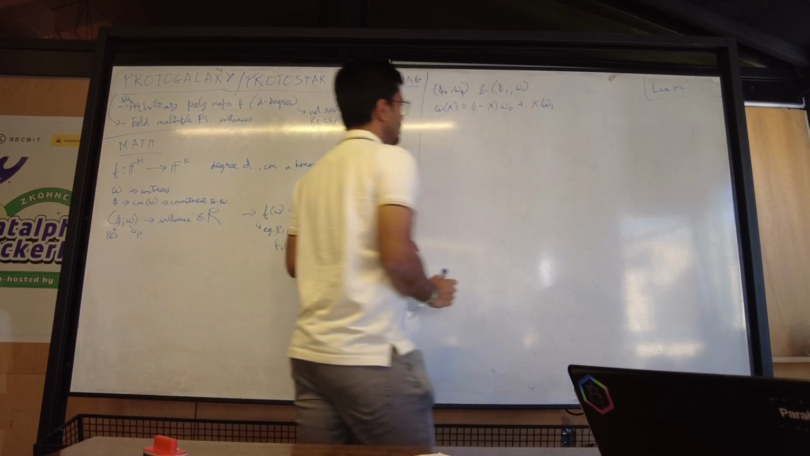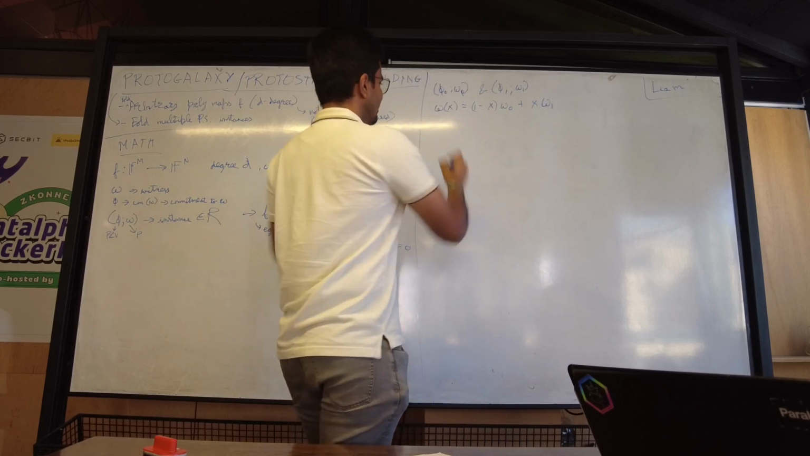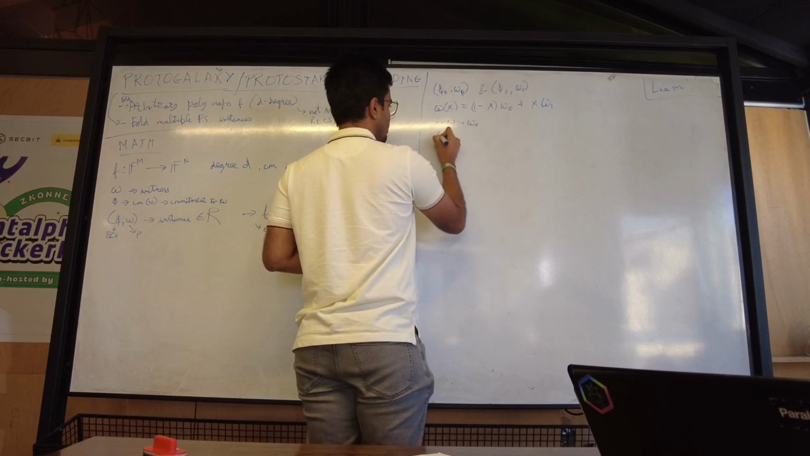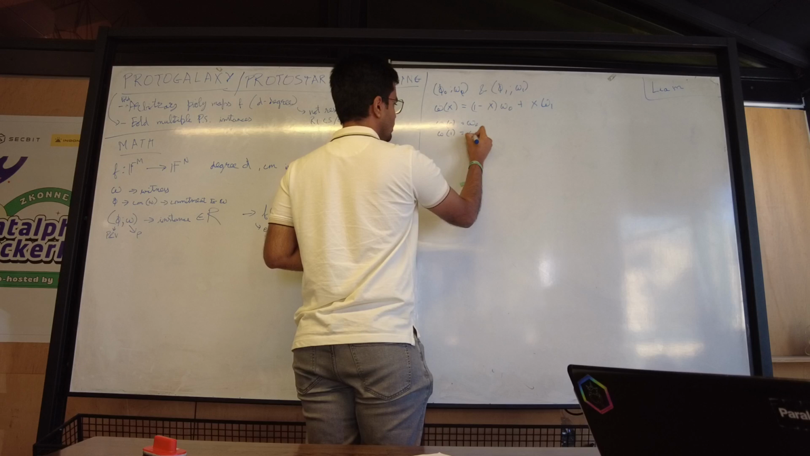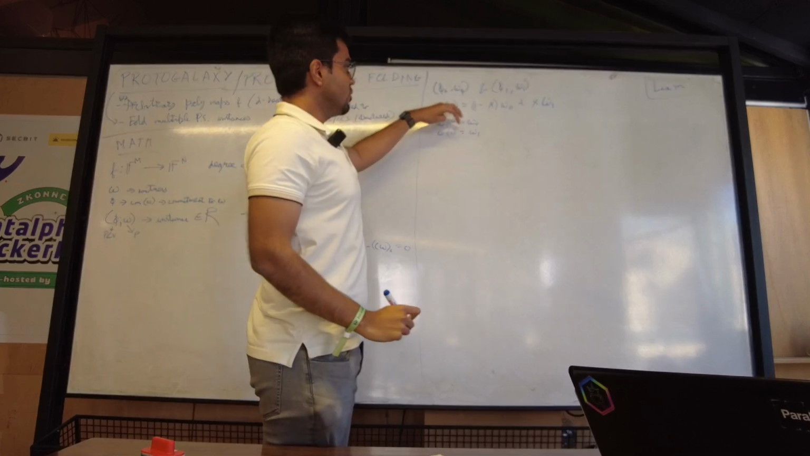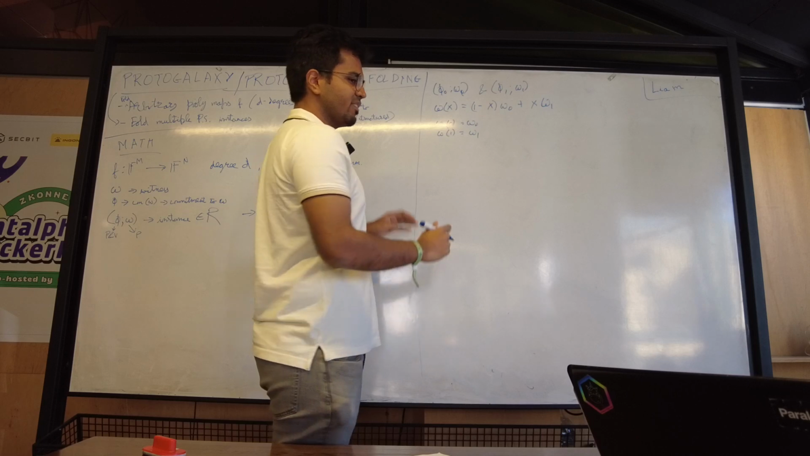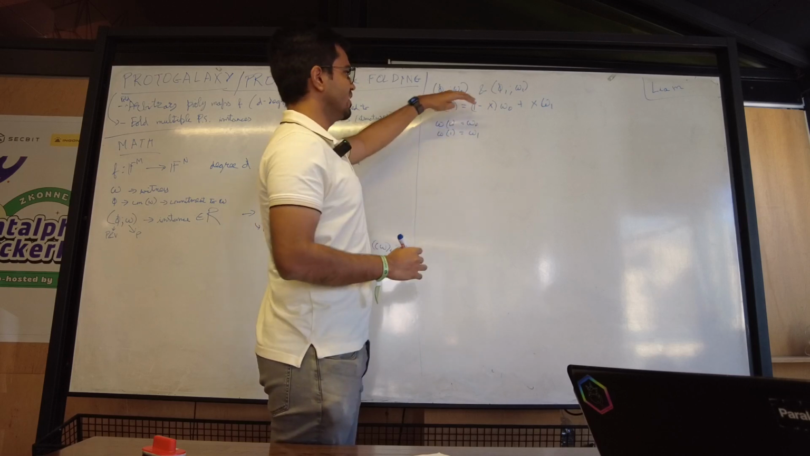Omega 1. So this omega of 0 here would be equal to omega naught, and omega of 1 is equal to omega 1. So you take both of these witnesses and take a line which goes through both of them. This is how you're trying to combine both of these instances together, right?